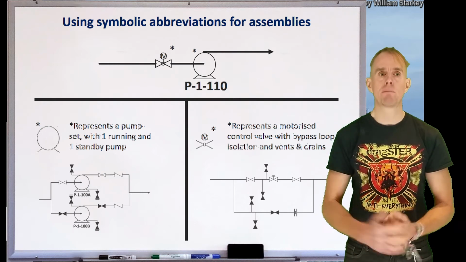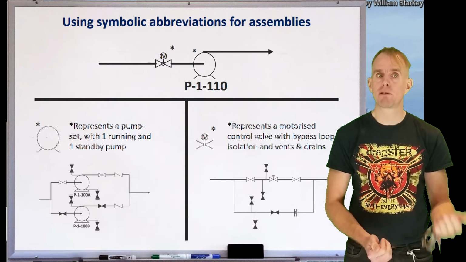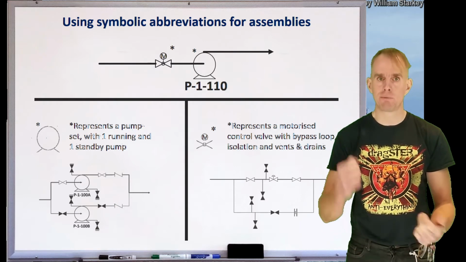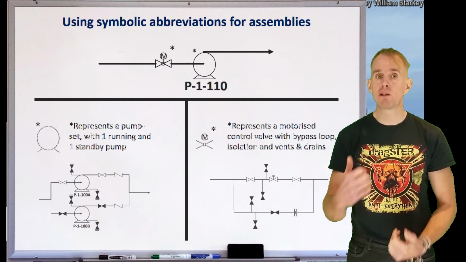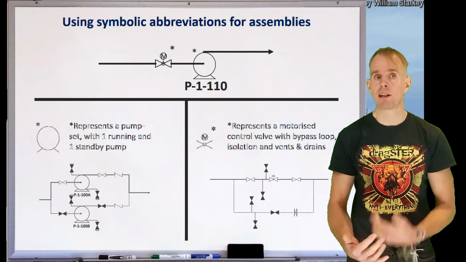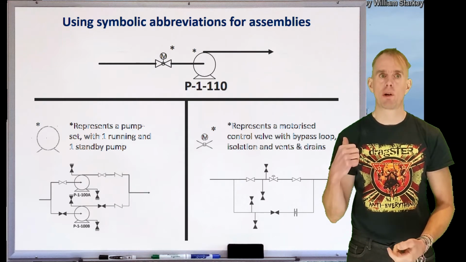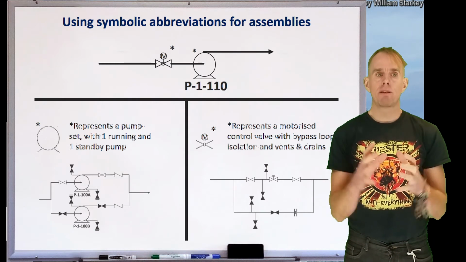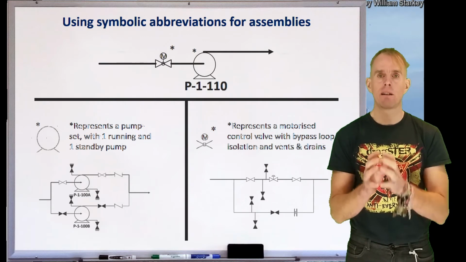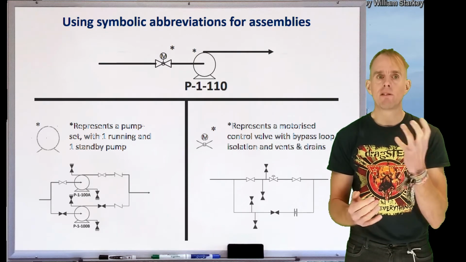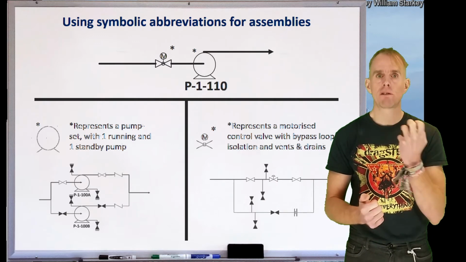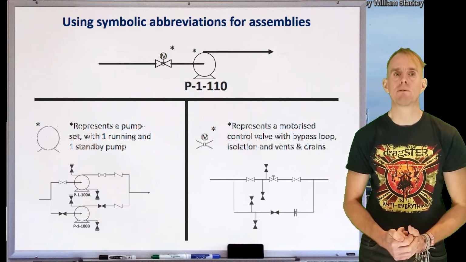And so the pump with an asterisk represents a pump set with one running and one standby pump with the configuration shown. And the control valve with an asterisk represents a motorised control valve with a bypass loop, isolation and vents and drains as shown. And so rather than put each assembly into the P&ID every time, which would make it unreadably cluttered, you have these symbols which allow accurate but clear conveyance of information.